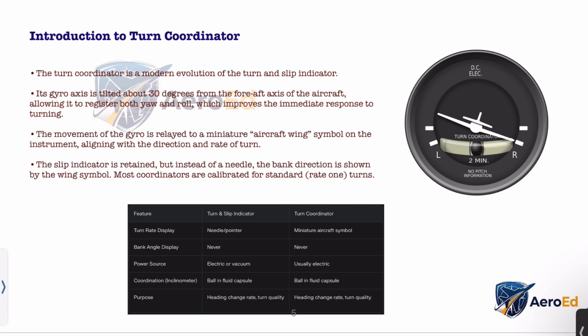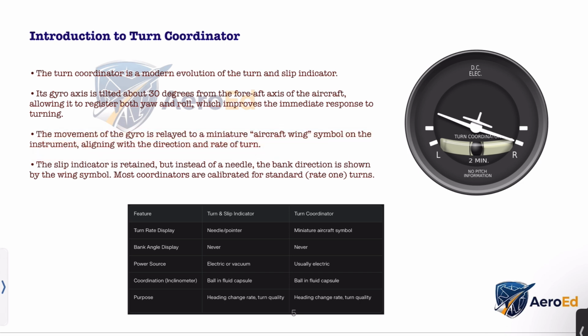You have seen the gyro, right? In this turn coordinator, it is tilted about 30 degrees from the fore-aft axis of the aircraft. Why is it tilted? The reason is that it makes the response time to turns very short, meaning it is more sensitive to turns. Next, the movement of the gyro is related to a miniature aircraft wing symbol on the instrument, aligning with the direction and rate of turn.